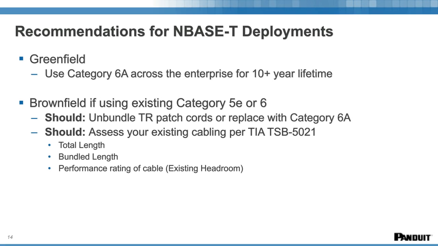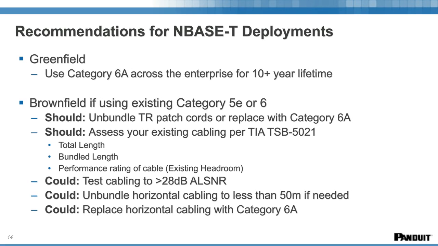You should assess your existing cabling per the TIA TSB-5021, which we've reviewed today, where we look at the total length of the channel, the bundled length, and the performance rating of the cable and whether or not it had existing headroom. And then if concerns still exist, there are other things you could do, like testing cable to the 28 dB ALSNR that we detailed today, unbundling sections of the horizontal cabling, or replacing the horizontal cabling with Category 6A. You see those are listed in levels of increasing severity for whether or not an end user would likely consider doing any of those things. But those are the steps that we would recommend you investigate as you move through these.